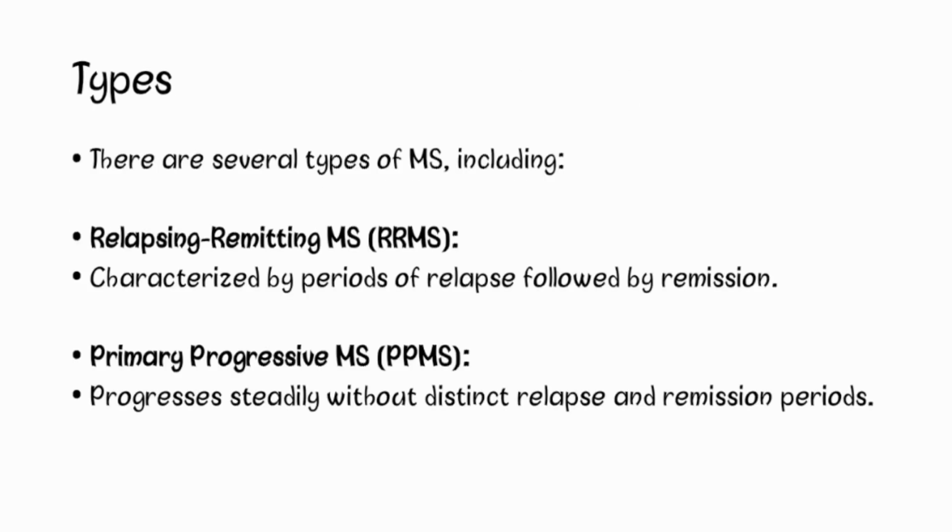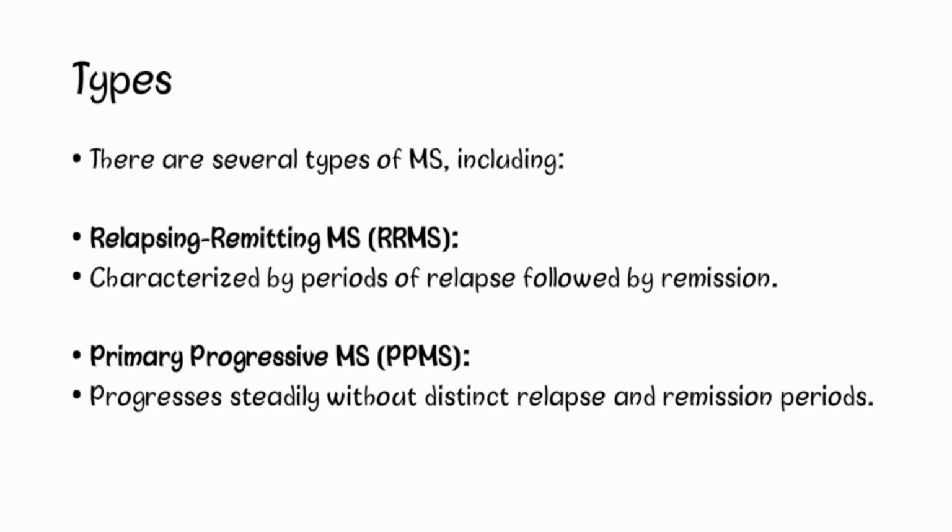Now let's discuss the types of multiple sclerosis. Multiple sclerosis is a complex neurological disease that can manifest in several different types, each with its own distinct characteristics and progression patterns. Understanding different types of MS is crucial for accurate diagnosis, treatment planning, and prognostic assessment. And here we'll delve into four main types of MS.